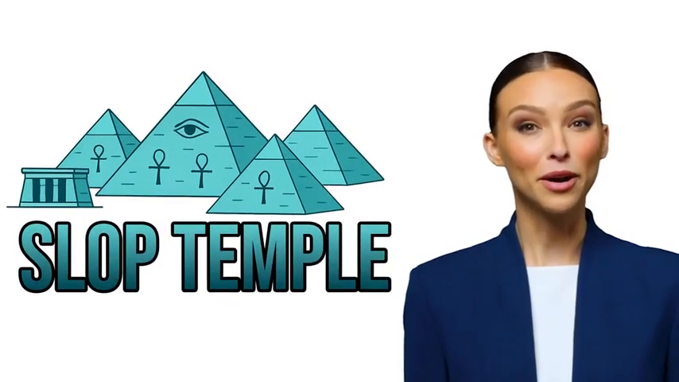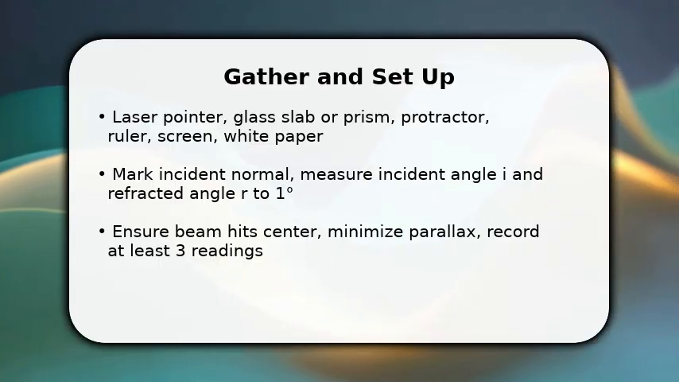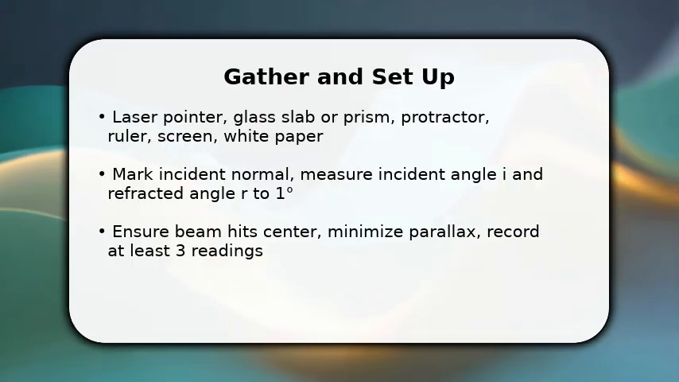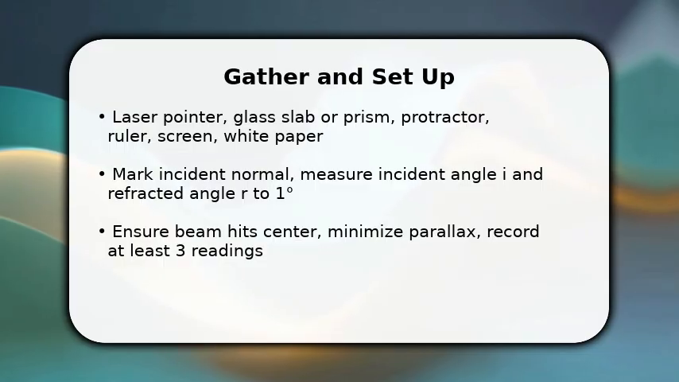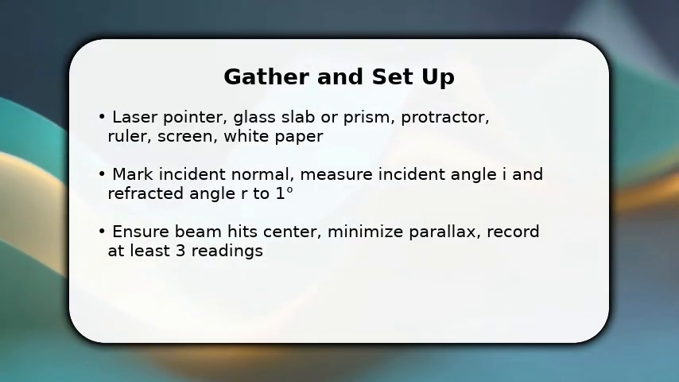We pray this video helps. You start by collecting a steady light source, a transparent sample, protractor, ruler, and paper. Place the sample on the paper and draw the normal at the contact point. This gives you a repeatable reference.